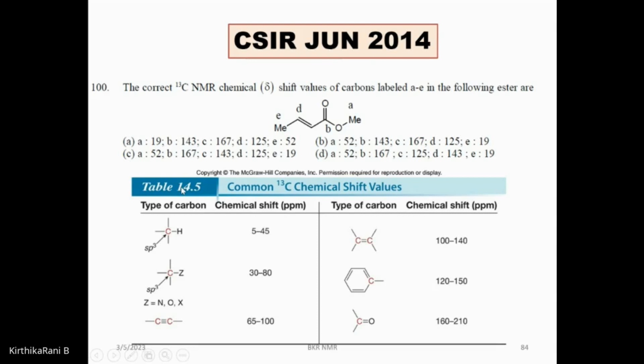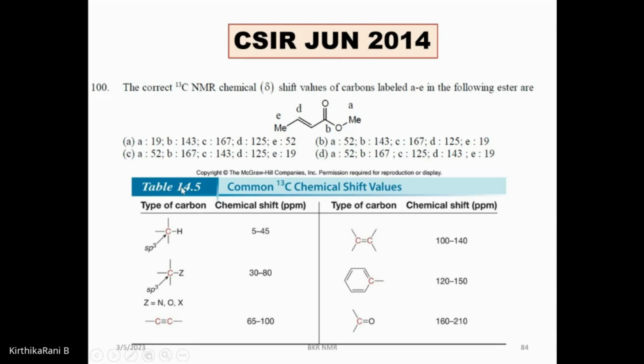Range of alkane carbon: 30, very good. So it can vary from 0 to 30. So 10, 20, 30, it will be in that range. Okay. So carbon attached to heteroatom is around 60, very good. Then you have alkyne carbon.